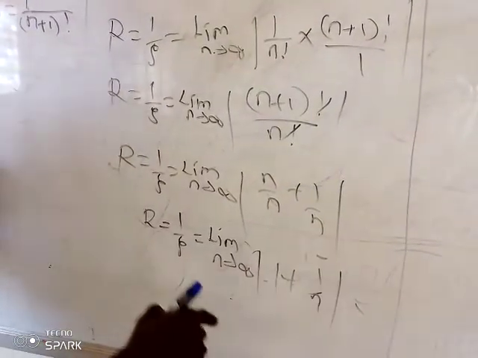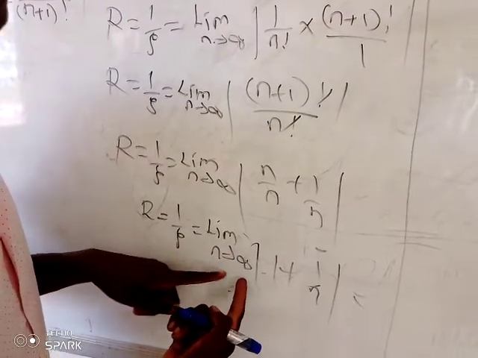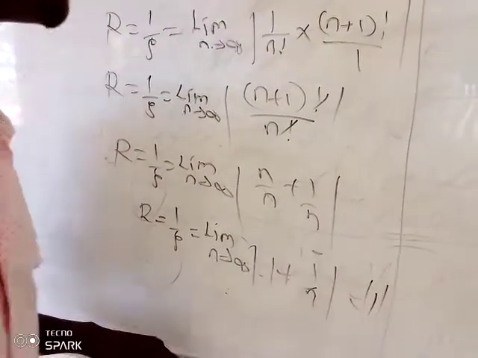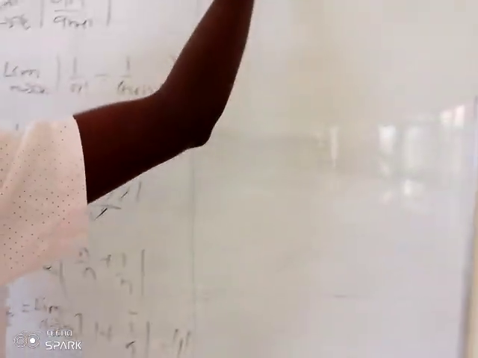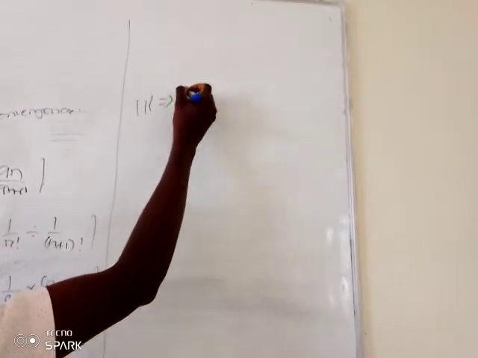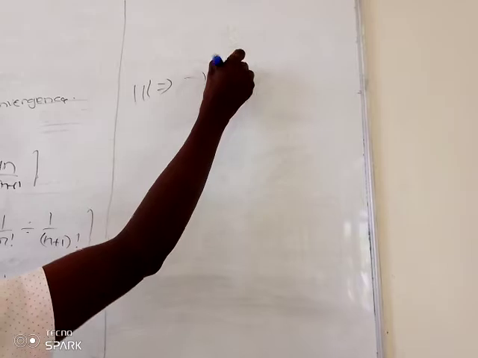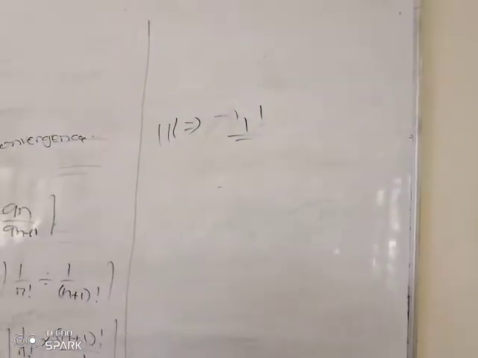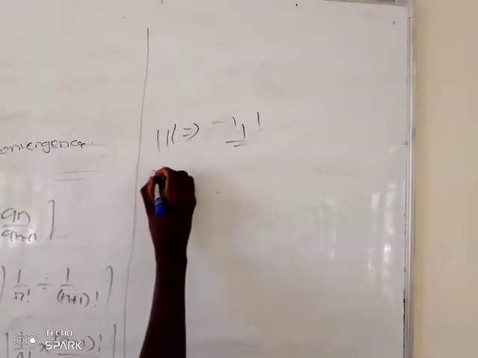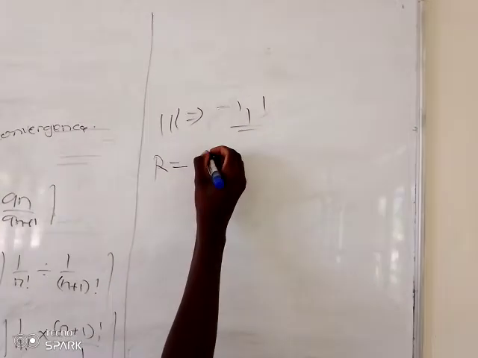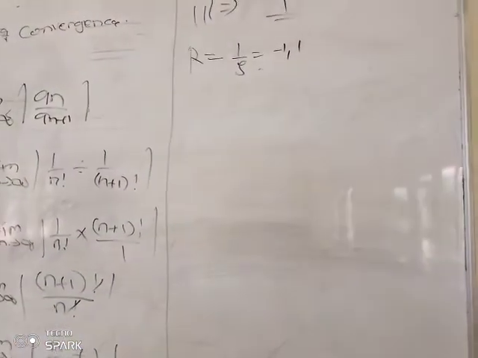This implies that our R, which is equal to 1 over rho, which is equal to the limit as n tends to infinity, will be 1 absolute. What do we mean by 1 absolute? It can either be negative 1 or 1. So we say our R, which is 1 over rho, is equal to negative 1 or 1.